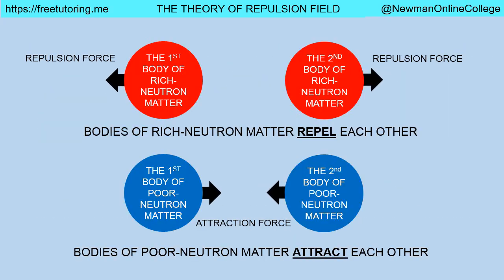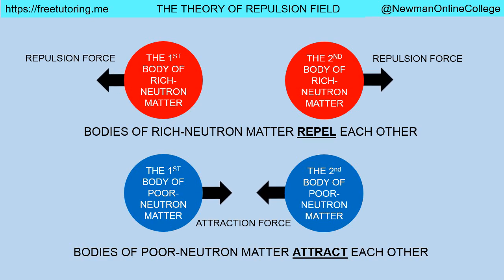Third, bodies of rich neutron matter produce a repulsion field in the surroundings, and this repulsion field, in turn, repels the surrounding bodies of rich neutron matter. The repulsion field is similar to the gravitational field in its nature, but it works against the gravitational field. Gravitational field is produced by poor neutron matter and it attracts the surrounding bodies of poor neutron matter. Meanwhile, repulsion field is produced by bodies of rich neutron matter and it repels the surrounding bodies of rich neutron matter. Gravitational field does not interact with bodies of rich neutron matter.